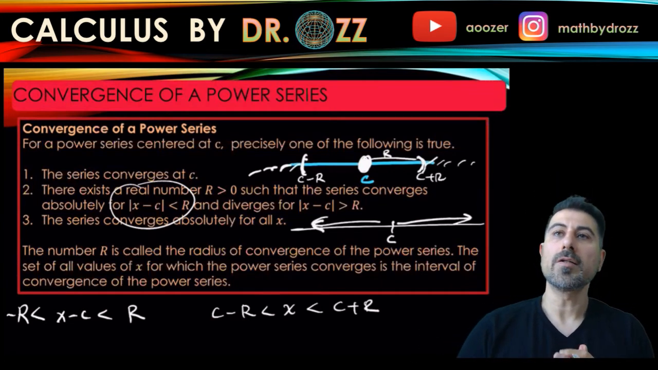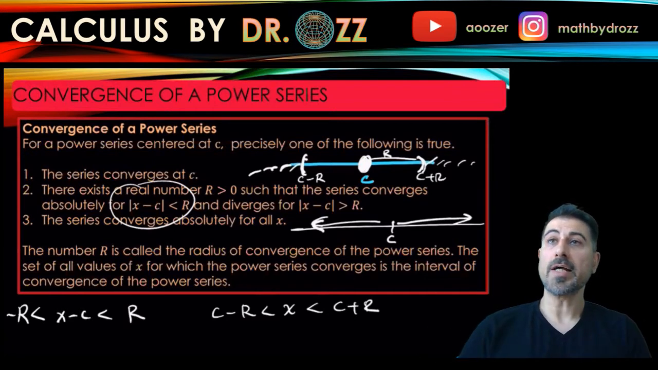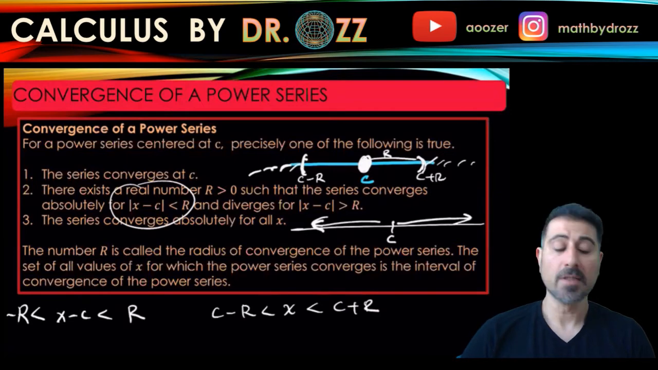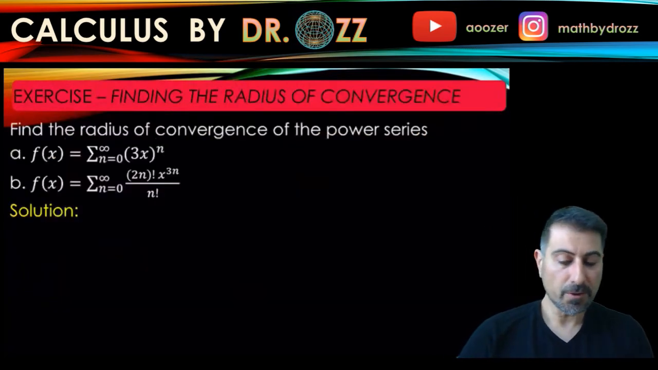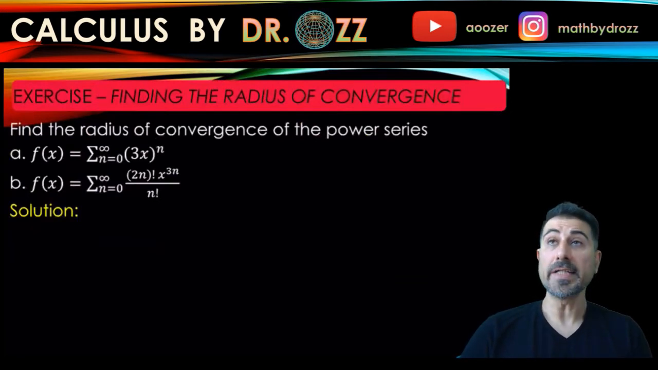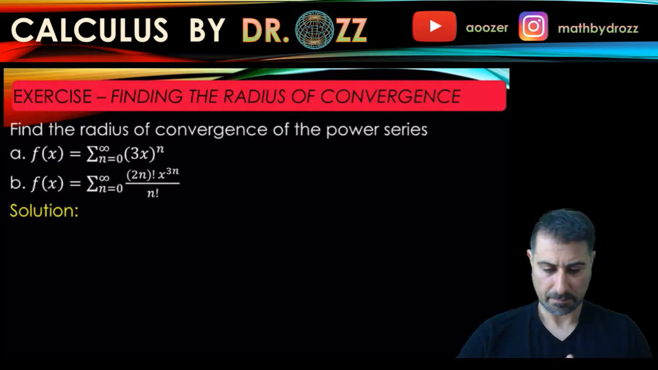And R is called the radius of convergence, as I said, and the set of all values of X for which the power series converges is the interval of convergence of the power series. All right. So what we're going to do in the first and second examples here is try to determine what the radius of convergence could be.